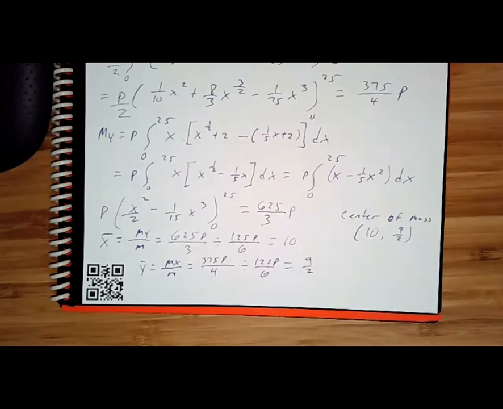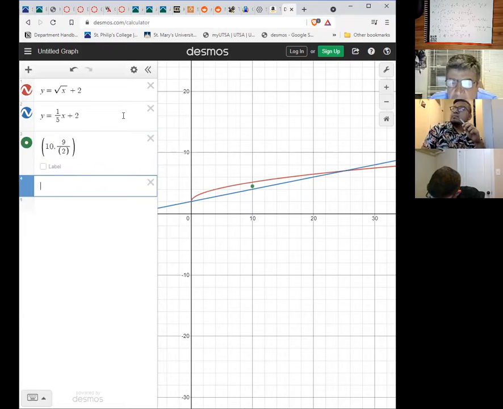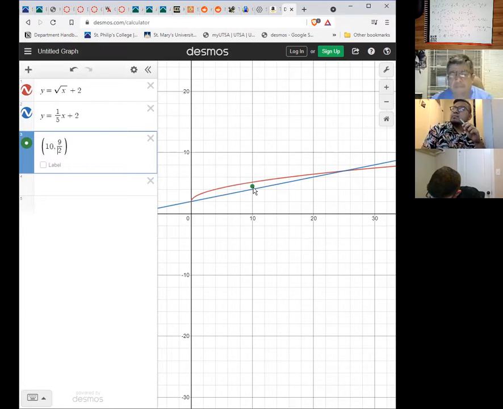Let's see here. I put the point in there just to see where it's at. 10, 9 halves. Oops, there's parentheses down there. That little green dot is the perfect balance for that object. So if it was a flat piece of paper or plastic or whatever, and it's the same density, if I put a little toothpick right there, it'll be perfectly balanced.